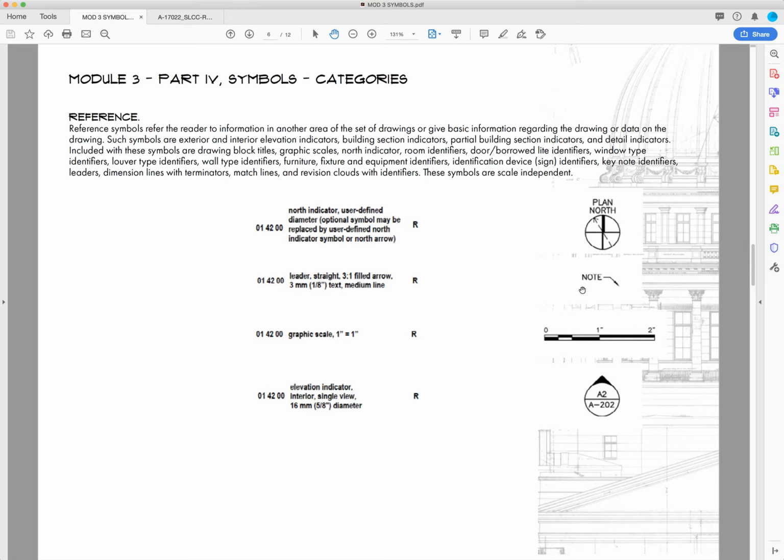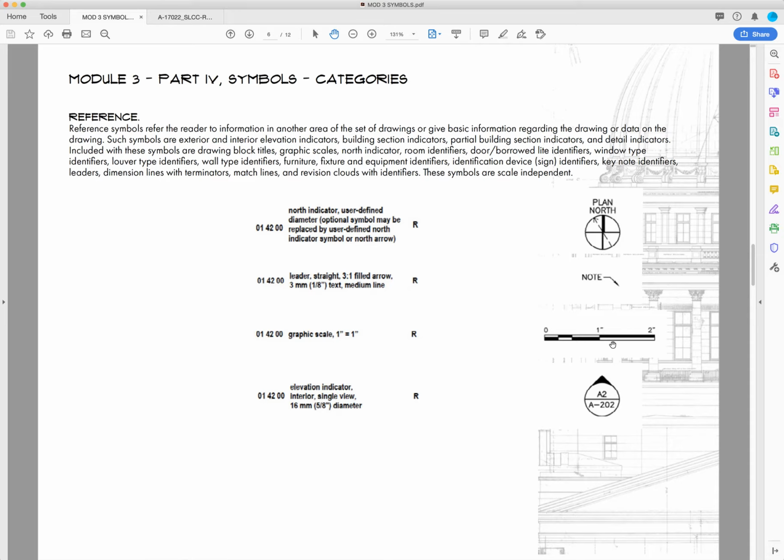Now, the other thing that we have is a note, and we have reference notes all over the place. So notes don't necessarily take you or wayfind you to another part of the plan, but it just gives you a good description of the item that it's referring to. And notes can be found throughout the drawing set. They're not limited to a specific section or sheet.